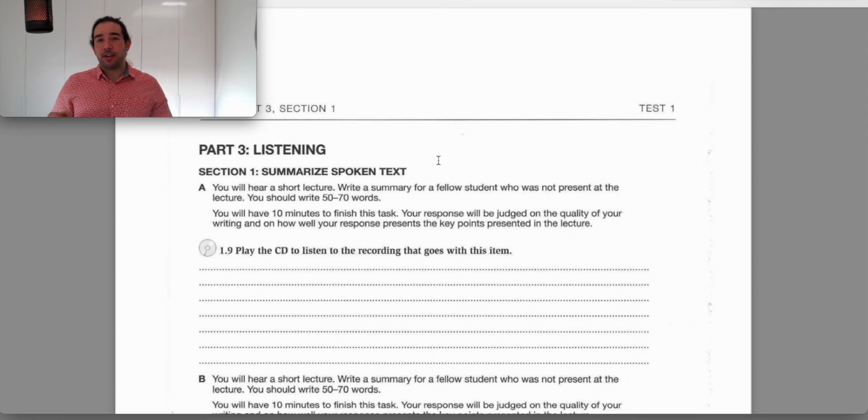Imagine that someone did not listen to that audio file and they cannot listen to it. They can only look at your summary. And then we will need to write a summary that goes for 50 to 70 words. And for this one, you will be given the magical 10 minutes.